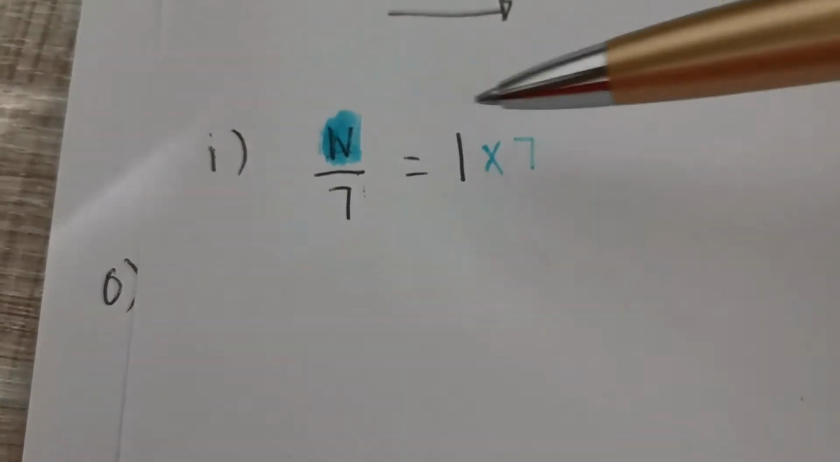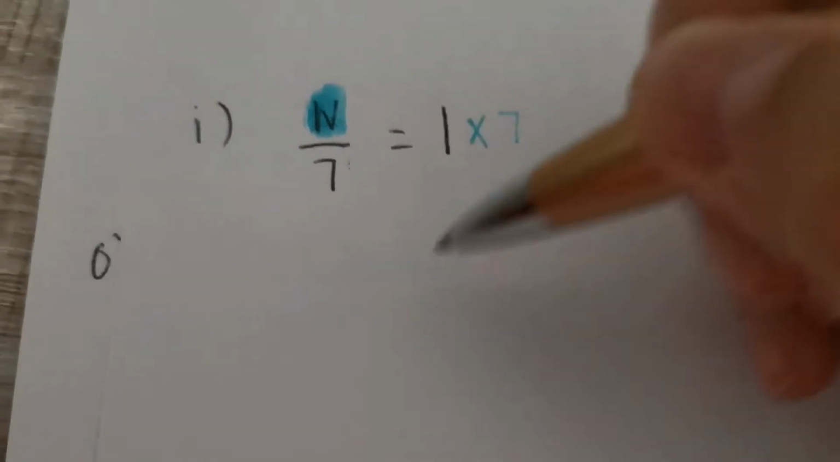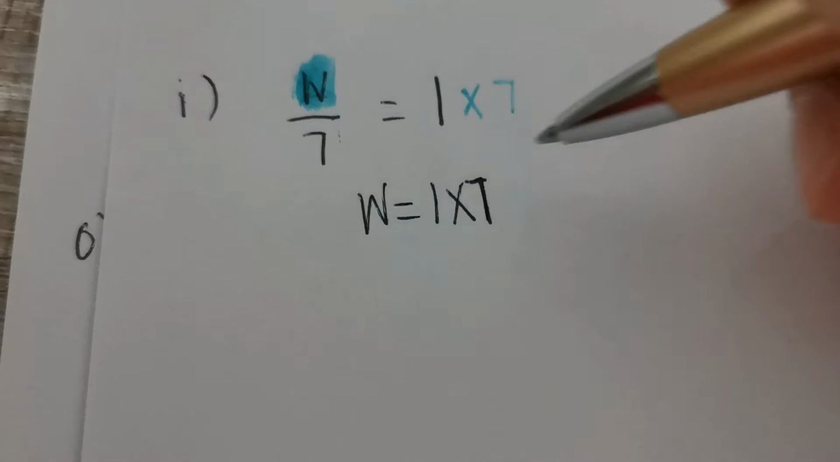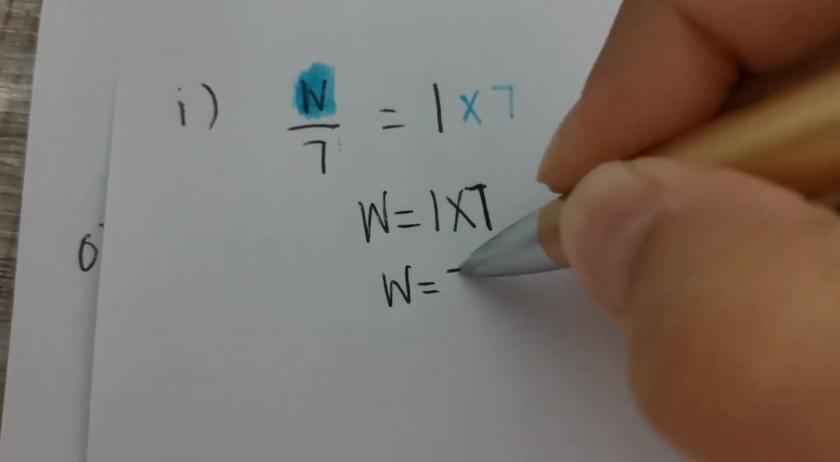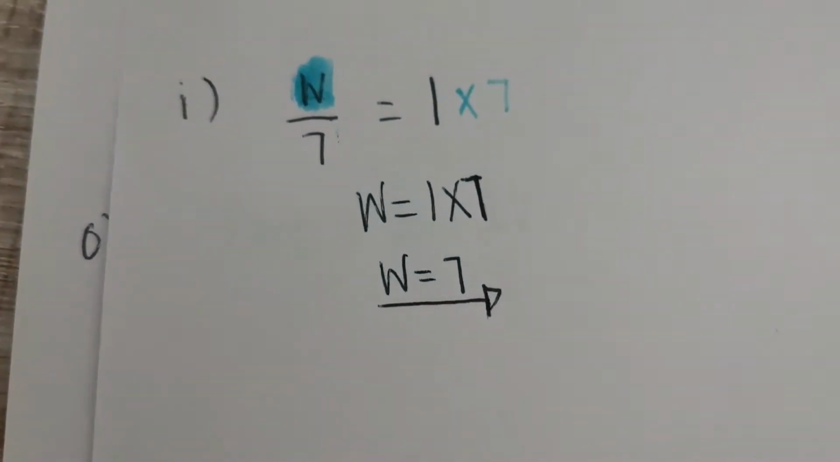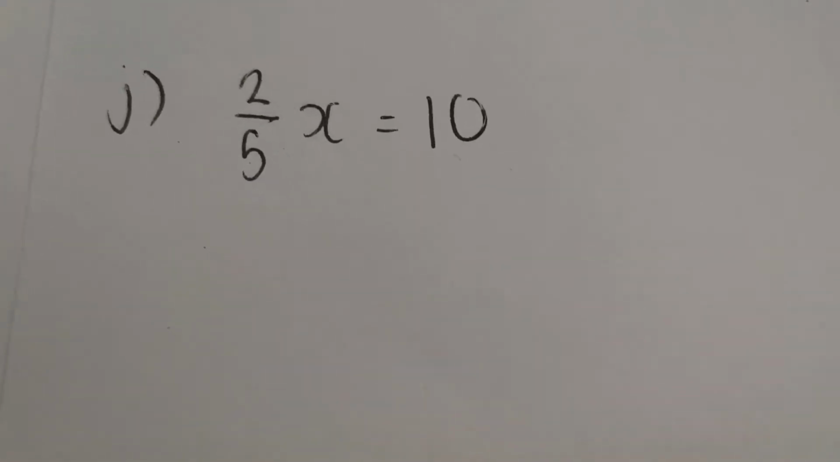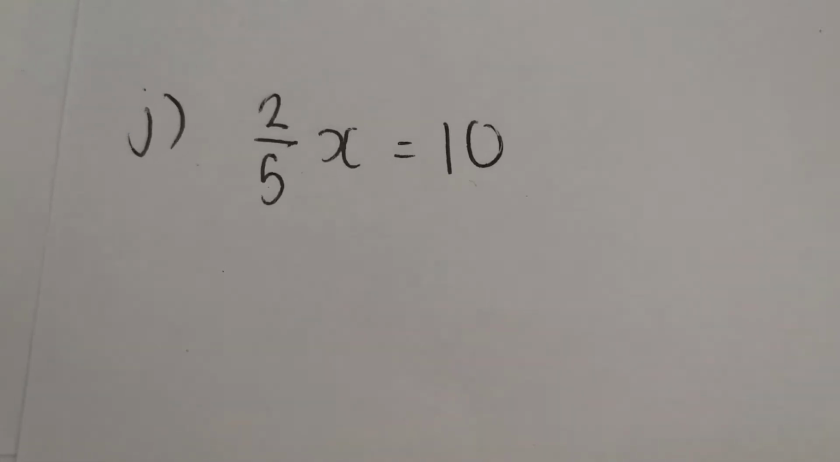This one over here, what's blocking me is the divide by 7. Opposite of divide is multiply by the 7. 1 times 7. There we go. Okay, pause.